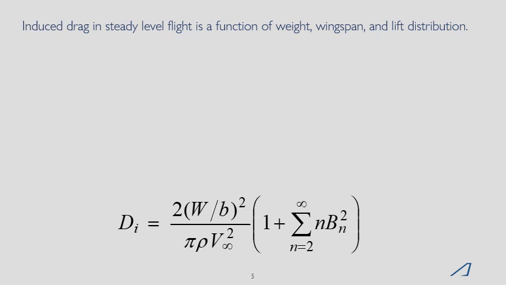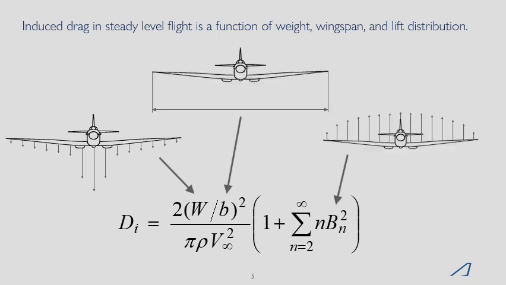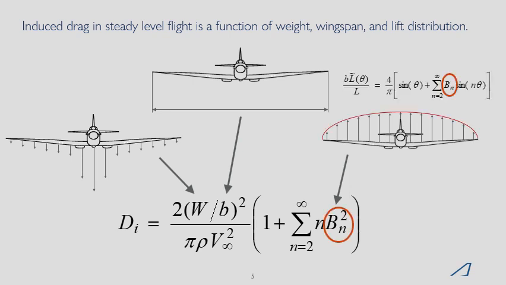The way that Prandtl approached it was he noted that the induced drag is a function of the weight, the wingspan, and the lift distribution. And using classical lifting line theory, the lift distribution can be described using these Fourier coefficients, this B sub n. Throughout this presentation, I'll be talking about different B sub n coefficients, and these are just a representation of the lift distribution. If we want to minimize this induced drag, and we have a fixed weight and a fixed wingspan, the best way to do that is by setting all of the Fourier coefficients to 0. Well, this gives the well-known elliptic lift distribution.